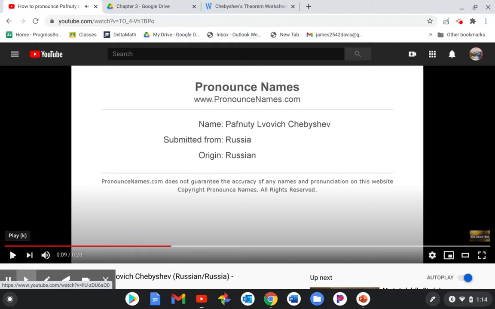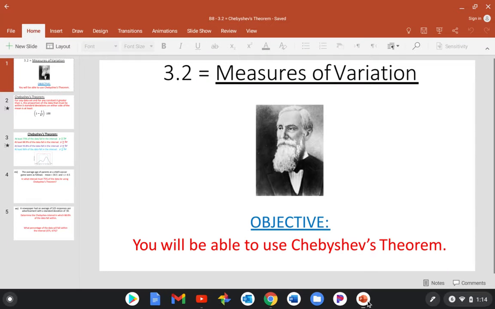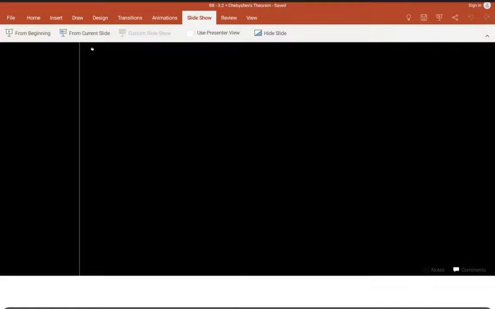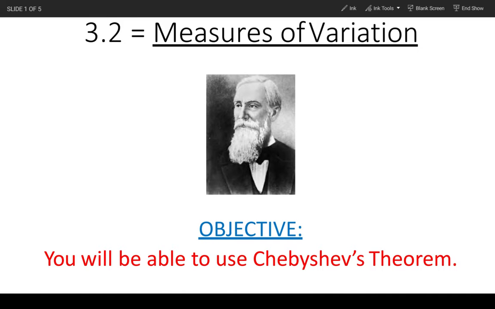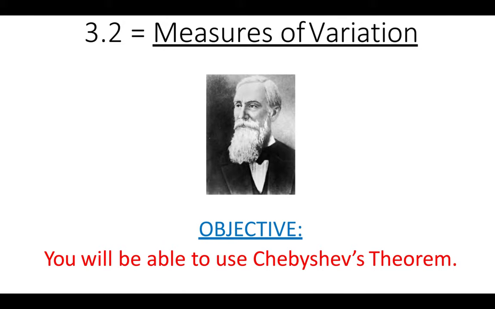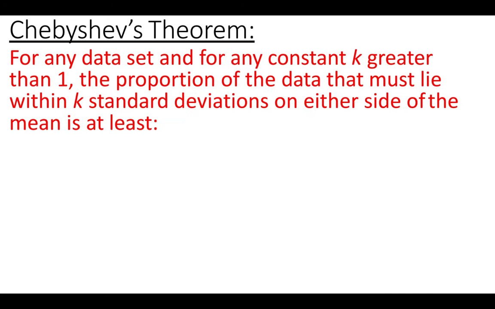He is Russian. He came up with this theorem that allows us to make statements about how much of the population of the data would fall into a certain interval, if we have a sample of data. So it's an important theorem. We'll see a similar one called the empirical rule in coming sections, but this one is particularly good because it works for any distribution of data.